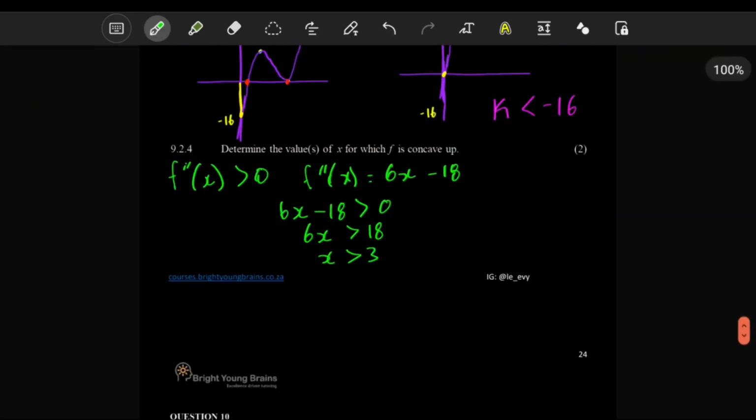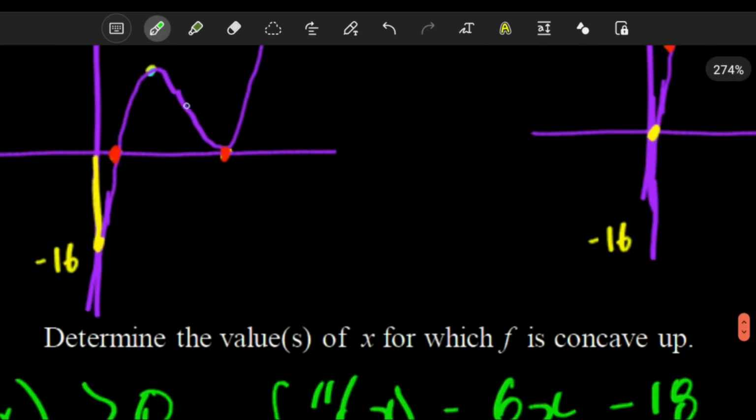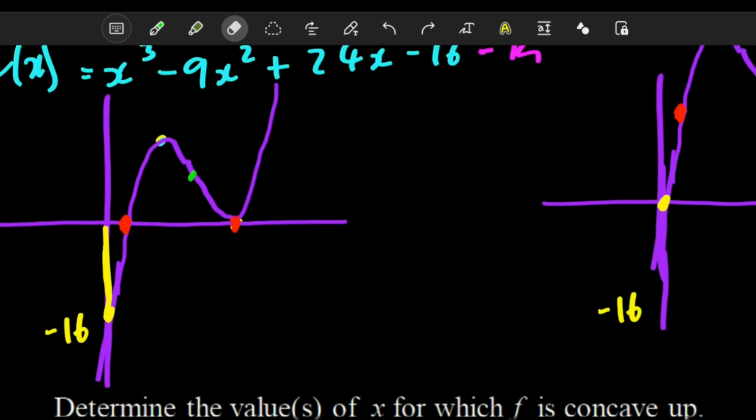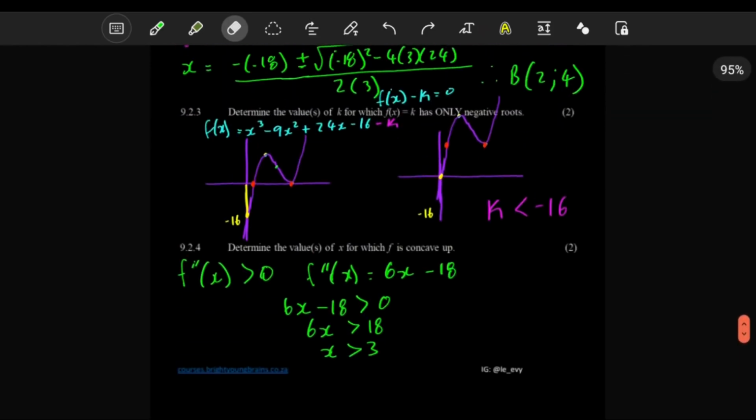Which is fine, you see. The 3 here is definitely our point of inflection. And we can see that everywhere from where x is 3 going to the right, that's the part of the graph that's smiling, the part that is concave up. That's just for knowledge, for wisdom. But anyways, that is that for question number 9.